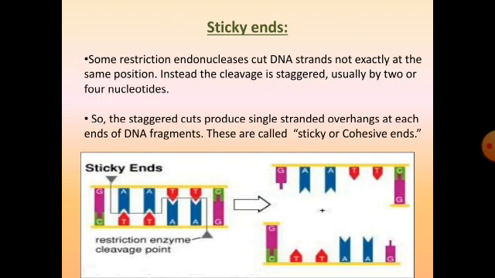Then the second type of product is sticky end. Some restriction endonucleases cut DNA strands not exactly at the same position. Instead, the cleavage is staggered, usually by 2 or 4 nucleotides. So, the staggered cuts produce single-stranded overhangs at each end of the DNA fragments. This type of cutting produces sticky end DNA molecules, also called sticky or cohesive ends.